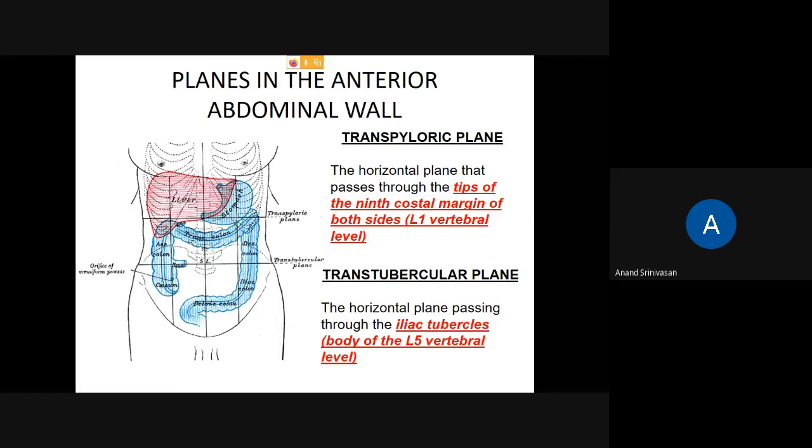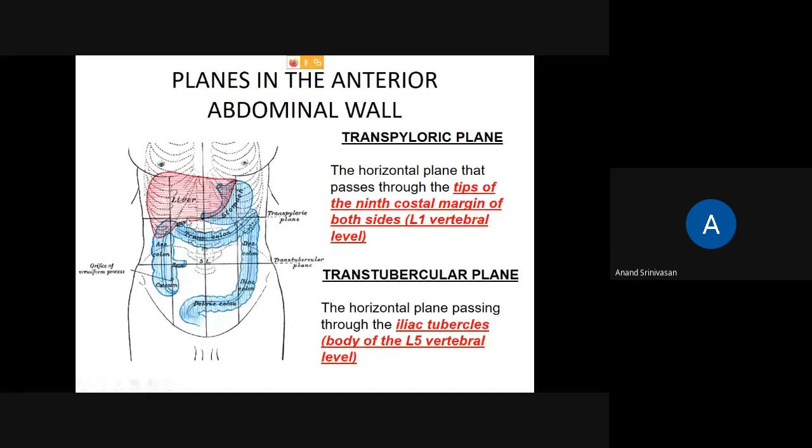The transpyloric plane and the transtubercular plane. The transtubercular plane, as I said before, is easy. The transpyloric plane can be tricky, because you don't know which is the ninth costal cartilage.